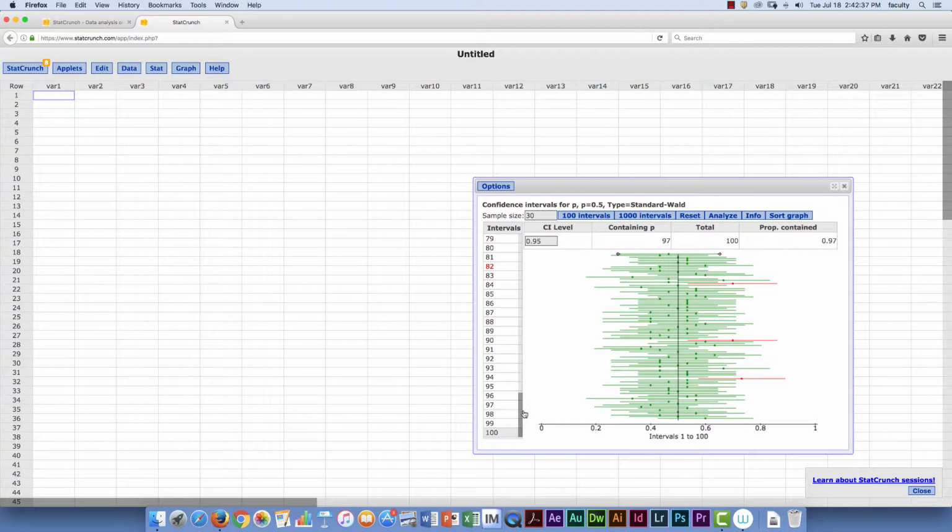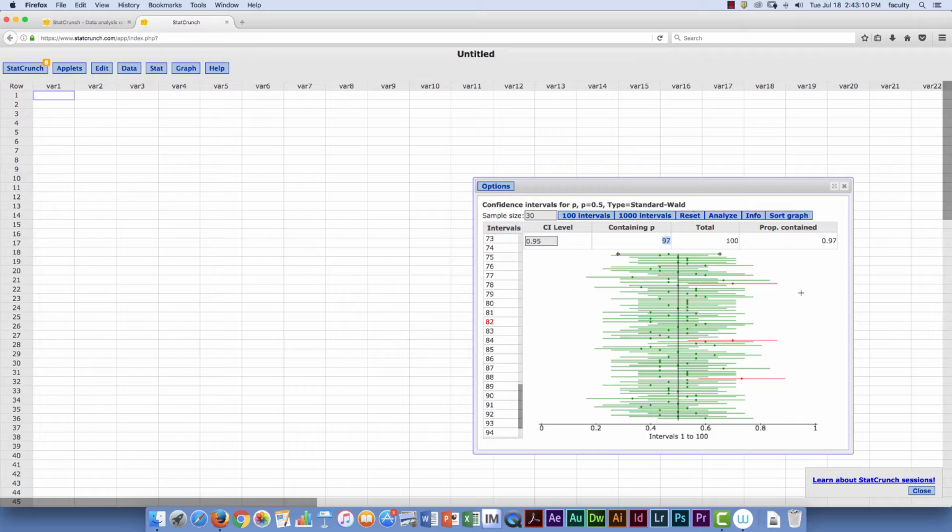Now, if you look at this graph, we can see that there's only 1, 2, 3 red intervals. So out of 100 intervals, 97 of them did contain the population proportion, only 3 did not. So that means that 97% of the time, this method worked. When we create a 95% confidence interval, what we're saying is about 95% of the time, it should work. It should capture the population proportion, and in this simulation, it did.